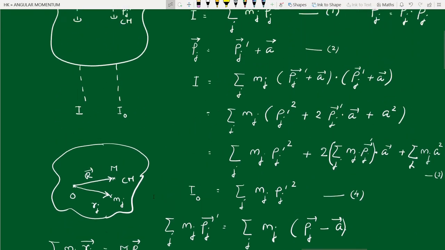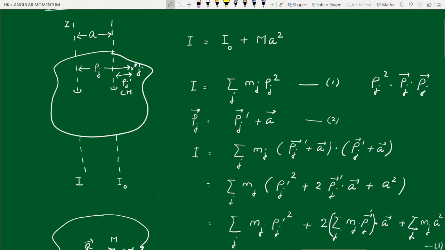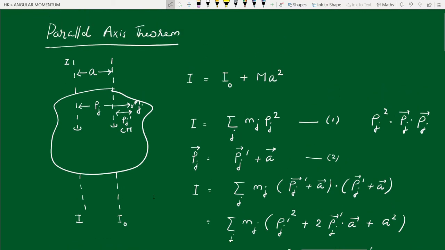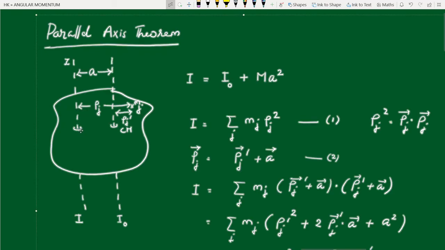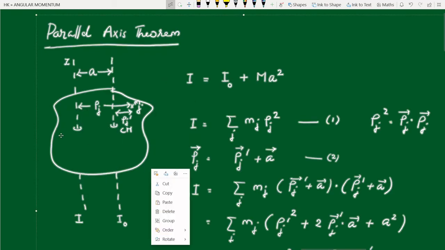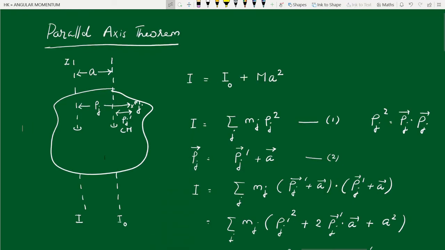Now here, in this particular case, let us assume that we have chosen the coordinate system in such a way that the origin lies somewhere along the z axis. Let us say the origin is exactly at this point, which is lying along the z axis, the axis about which we want to calculate the moment of inertia of the body.